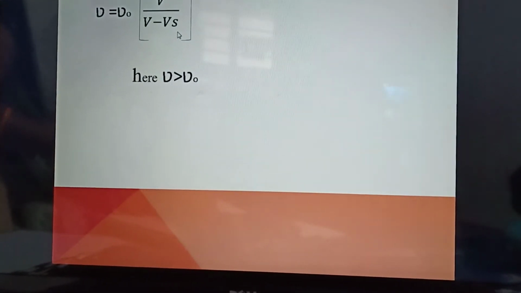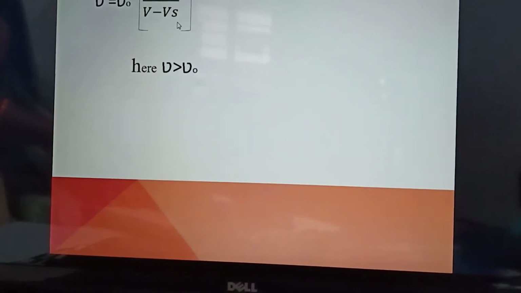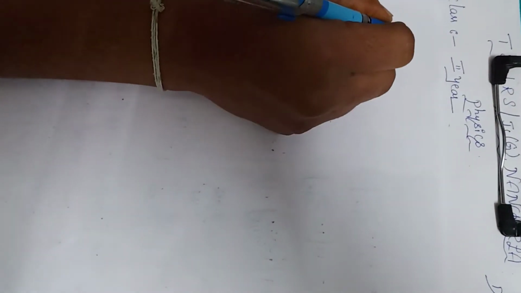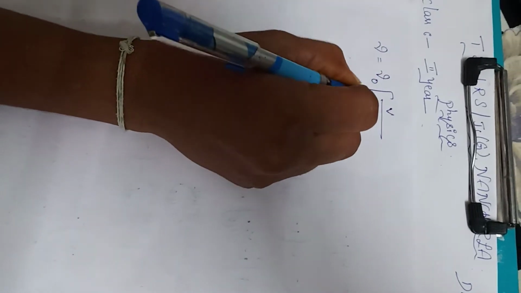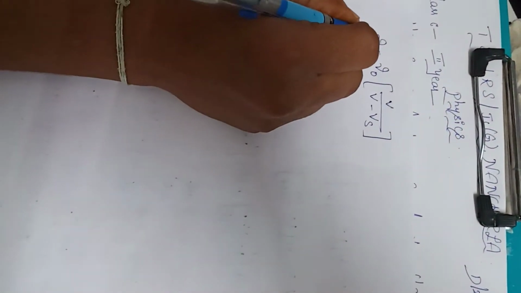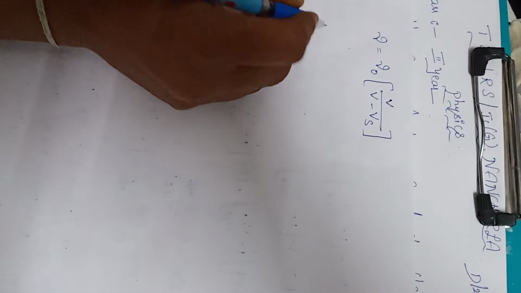You got it? Yes. So now depending on this equation we will find some problems. We get nu equals nu naught into v by v minus vs. We got this equation, but now we can make some changes in this equation.